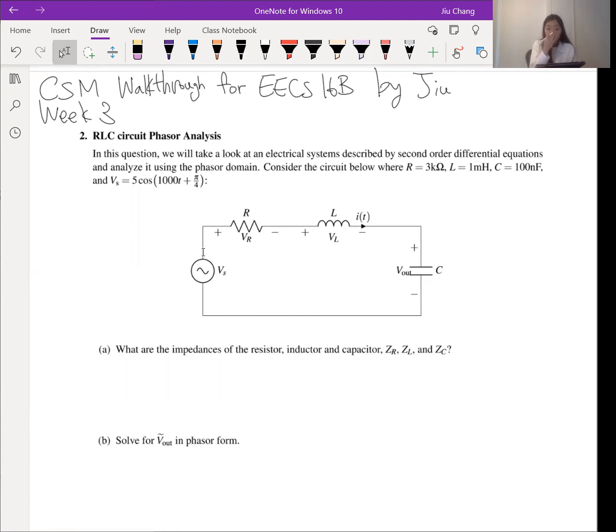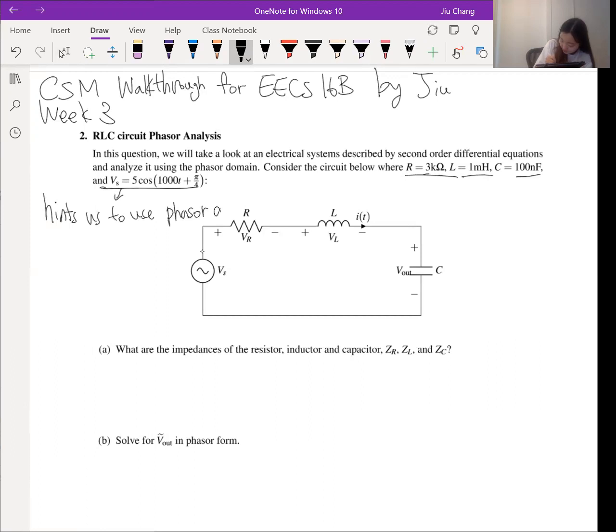For this question, we will see this RLC circuit, where we're given the resistance, the impedance, and the capacitance, and we're also given the Vs, which is the voltage input. And we notice that it's a sinusoidal form, so we are allowed to use phasor analysis.